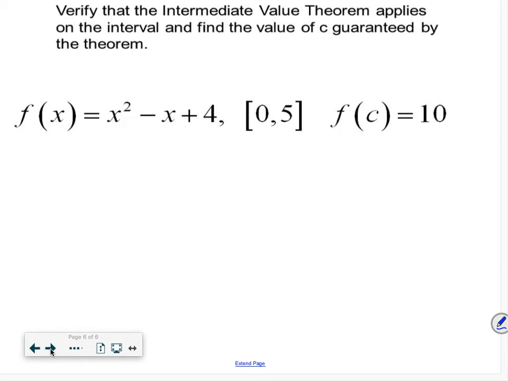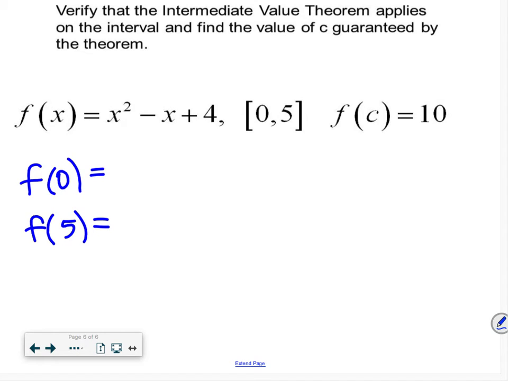Okay, so basically, in this example here, verify that the intermediate value theorem applies on the interval and find the value of c that is guaranteed by the theorem. So I've given you an interval. This is an x domain interval. What should we probably know about our x's? We've been talking about heights, right? Anytime you have the intermediate value theorem, we need to determine heights. So we need to figure out what f of 0 is and what f of 5 is.